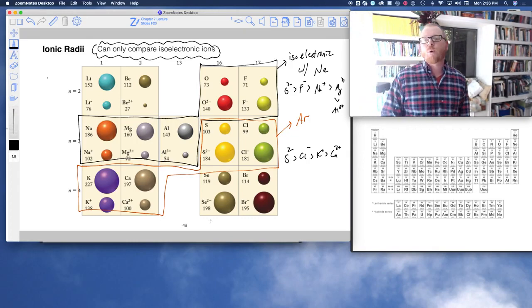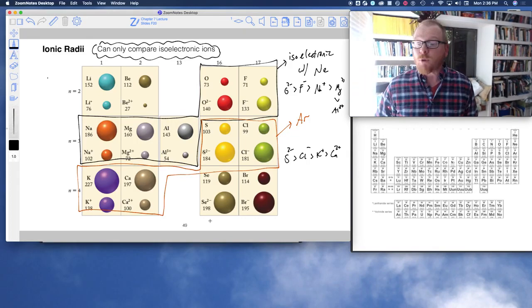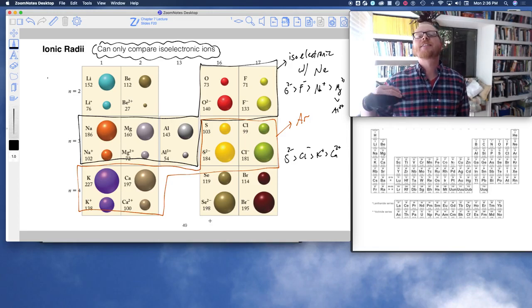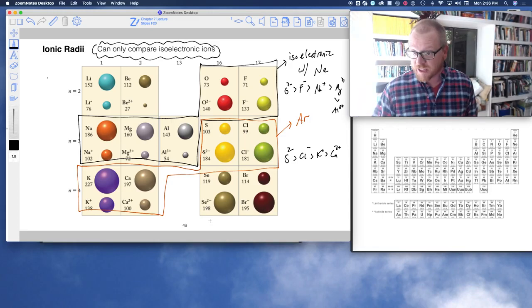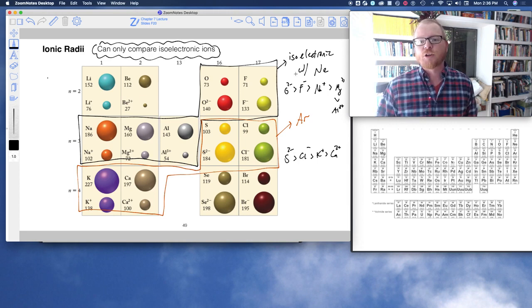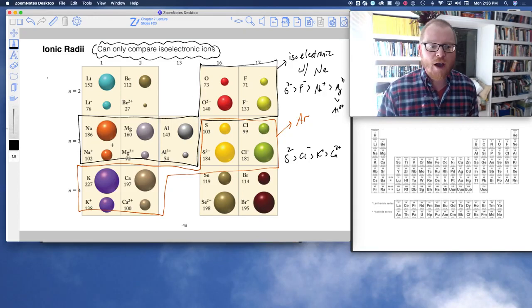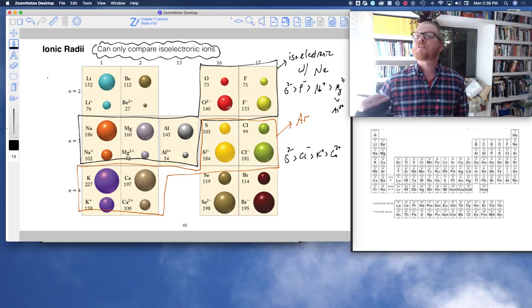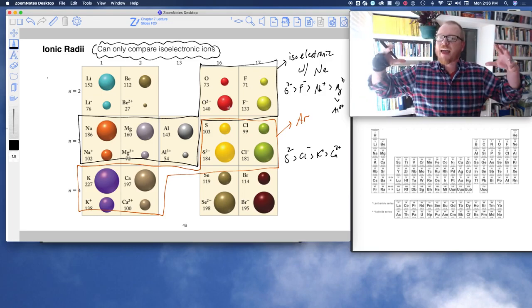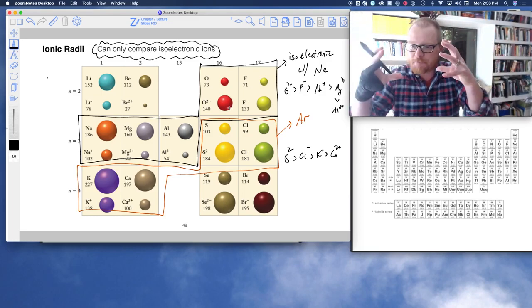So what's going on with these things, and why can we only compare isoelectronic ions? As it turns out, it's the nuclei that make a big difference here. Because these are all isoelectronic, they all have the same number of electrons. However, as we move across and then down, we have more protons in the center, and that causes these ions to shrink.